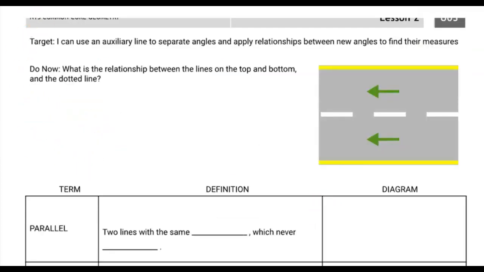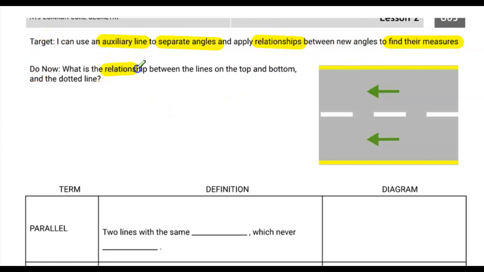But let's take a look at the learning target for now. The learning target says that I can use an auxiliary line, a line that I just told you about, to separate angles. That's what we're going to be doing. We're going to be looking at angles that are given to us and trying to take them apart. And then we're going to try to apply the relationships that we learned about last lesson, lesson 1, between these new angles that we made to find their measures. So all we're going to be doing is finding the measures of angles by looking at relationships between them.